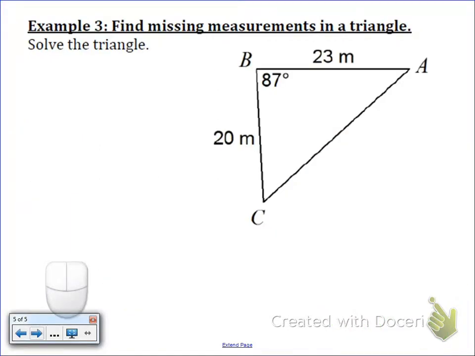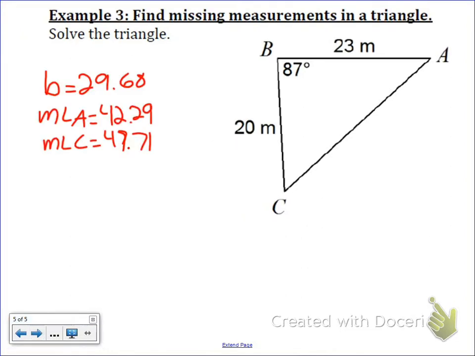So we found one side, we found one angle. This example 3 wants you to solve the right triangle. So we need to find both missing angles, angle A and angle C, and then our missing side, AC, which would be the opposite of angle B. So go ahead and pause the video right now. Go ahead and try this on your own. Try to find the measure of angle C, the measure of angle A, and then find the length of AC.